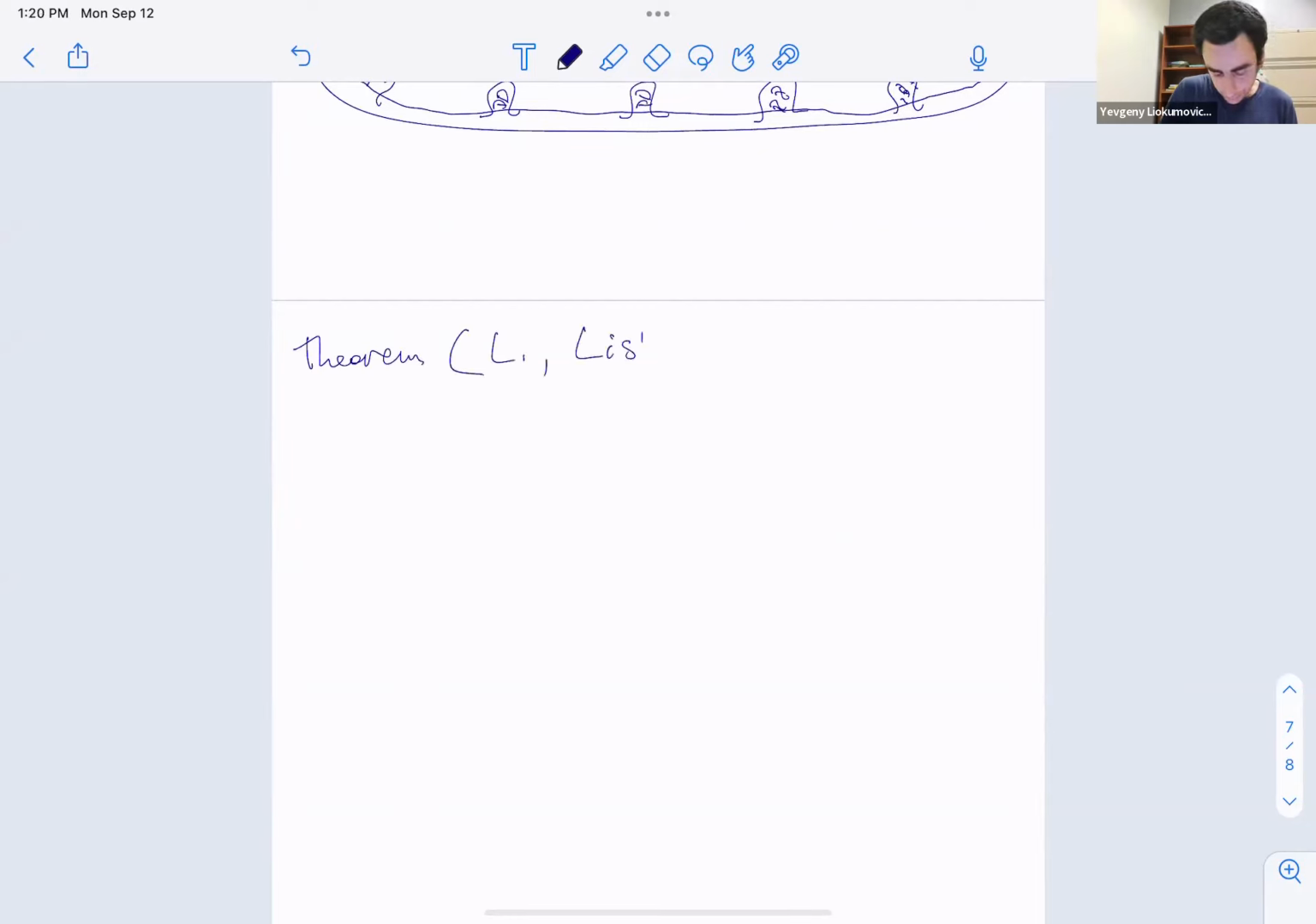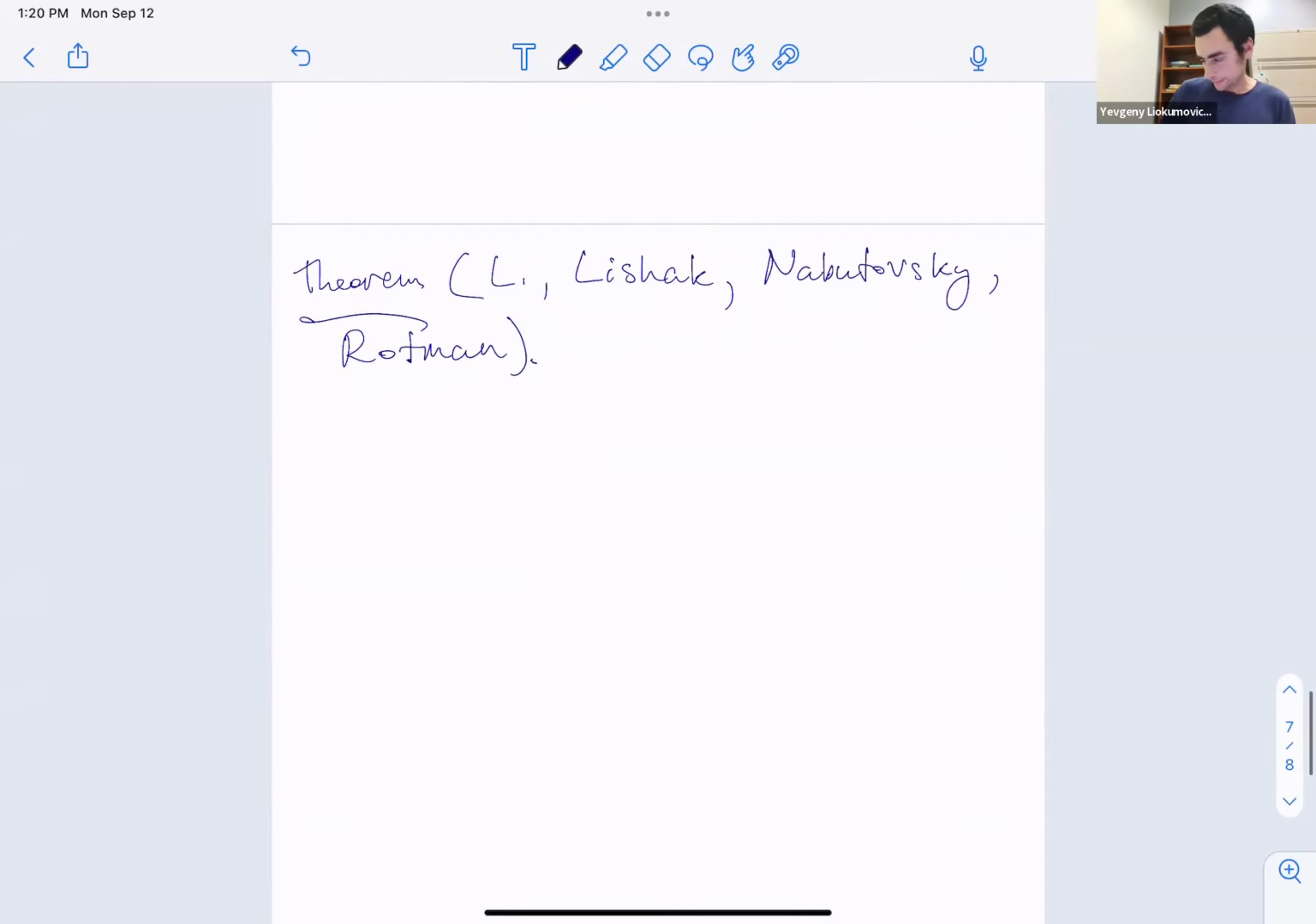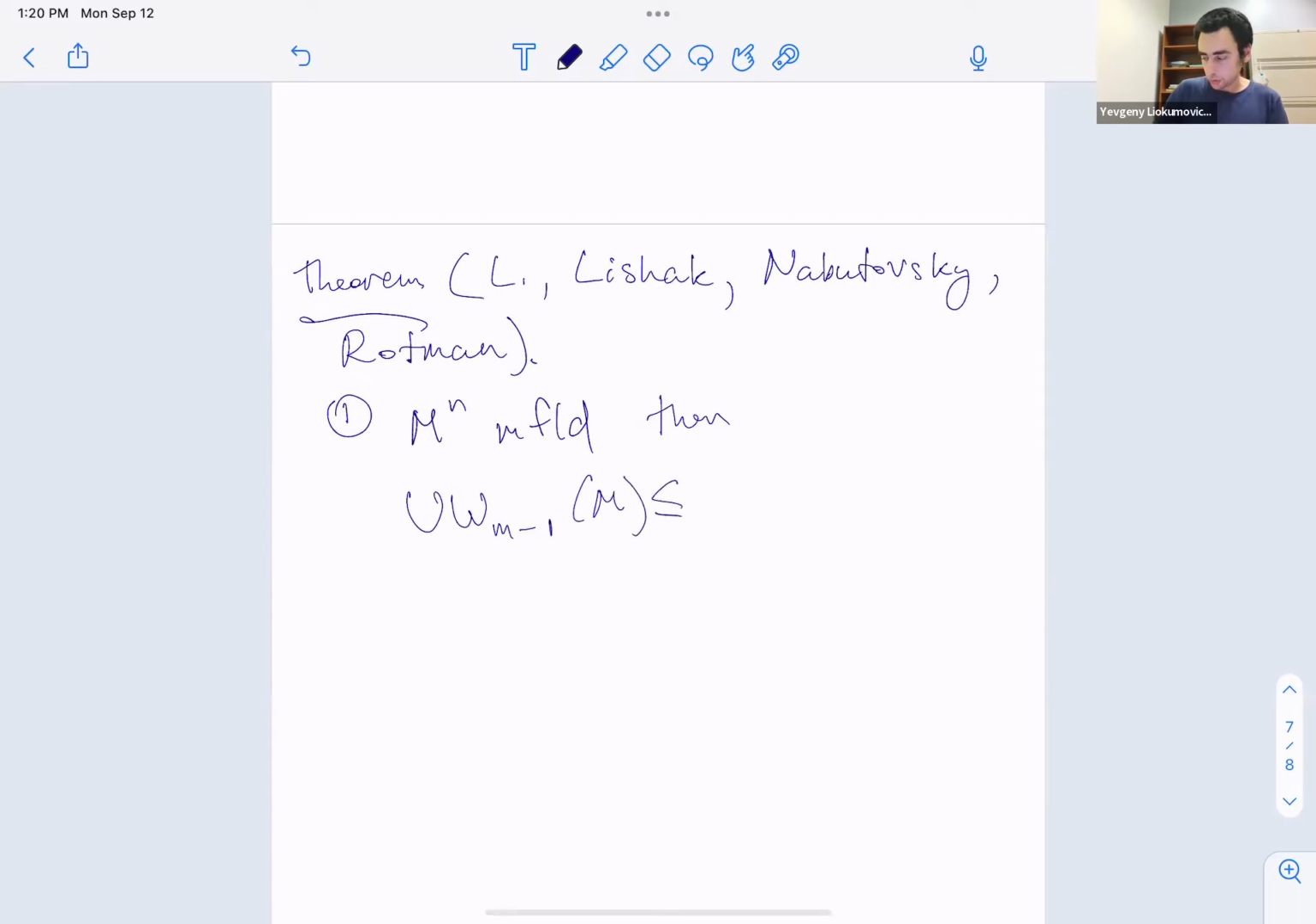This is joint work with Boris Lishak, Alexander Nabutovsky, and Regina Rotman. We showed that, first of all, if M is a compact manifold, then the m minus one-dimensional Urysohn width of M is controlled by the m-dimensional Hausdorff content.